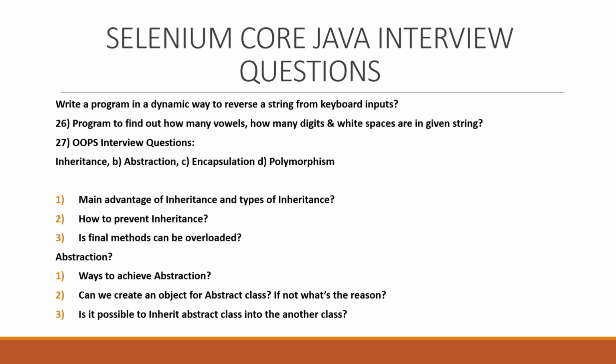With the help of the final keyword we can easily prevent inheritance. How can we prevent inheritance? With the help of a keyword like final. Next, are final methods overloaded? The answer is: final methods are not overloaded, but final methods are inherited.